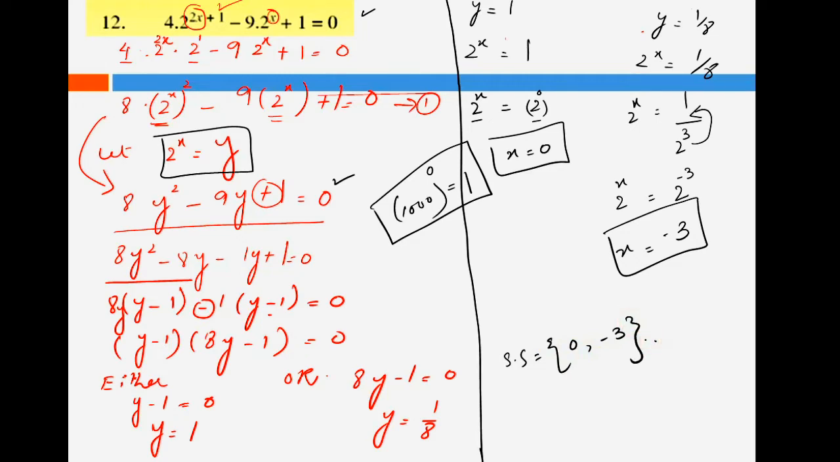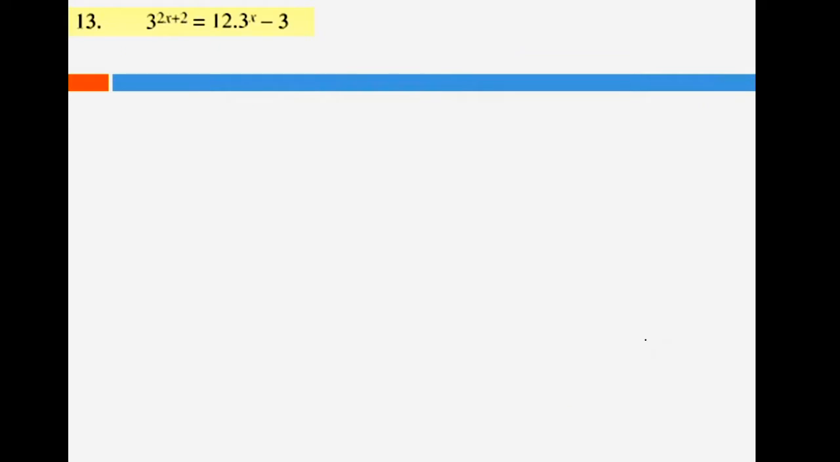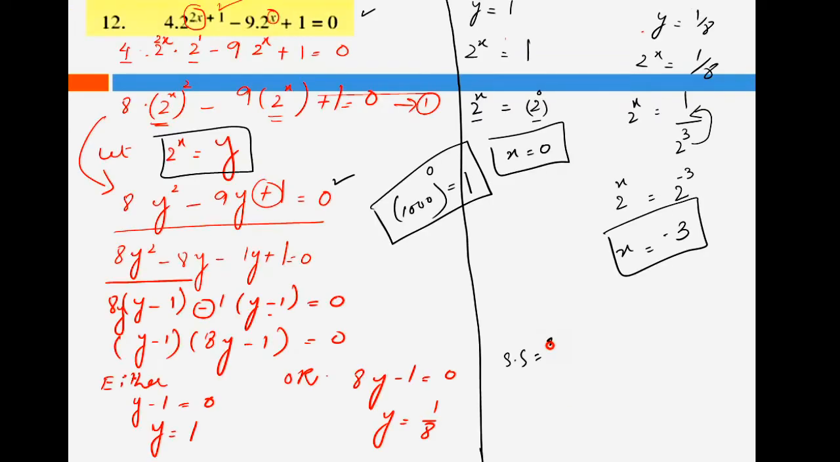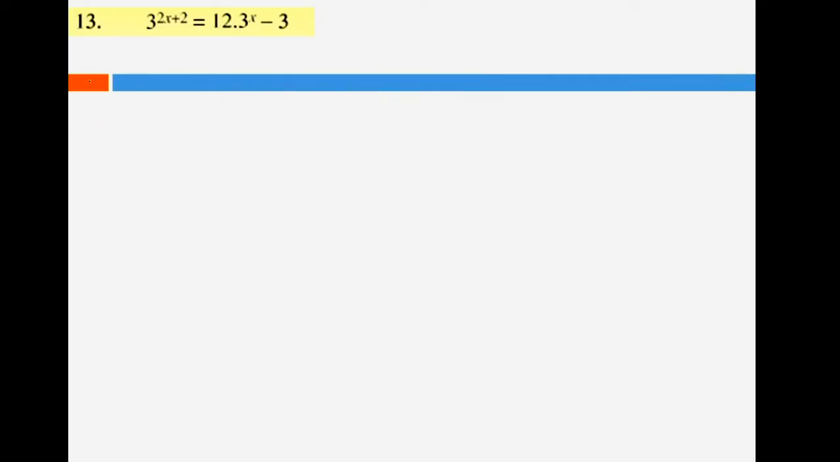Let's do another question. Question number 13. That is the same as question number 12. Here in this question we have an exponential equation. As you see, the variable is in the exponent. Here also the variable is in the exponent. Here also the variable is in the exponent. So when the variable is in the exponent, it means this is an exponential equation. I have told you earlier as well.